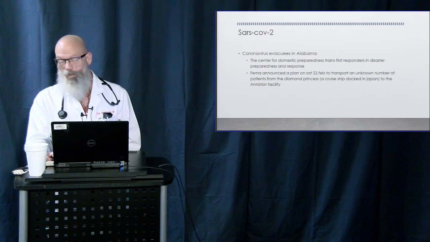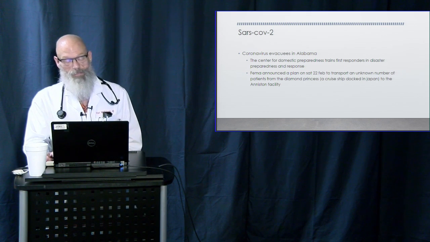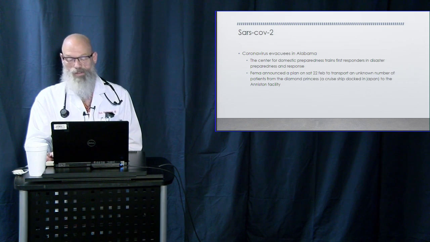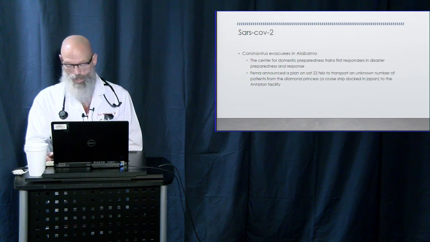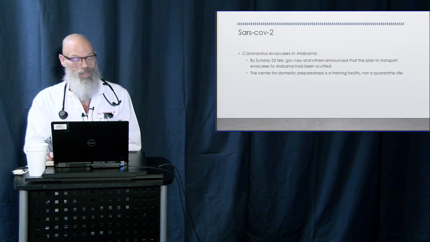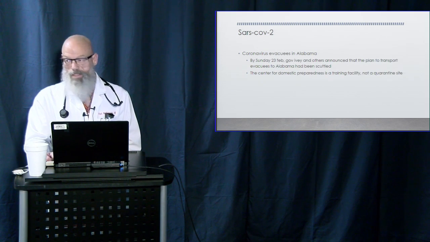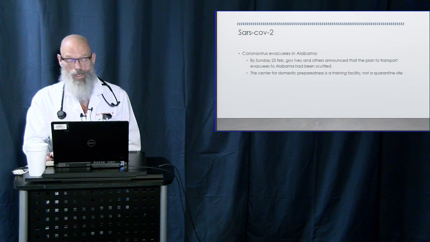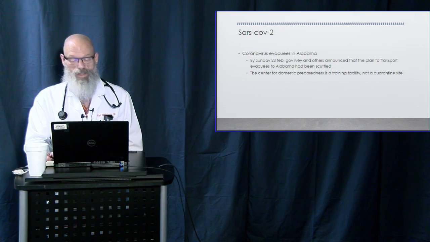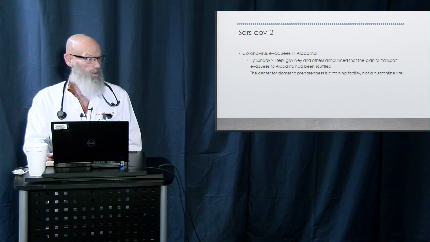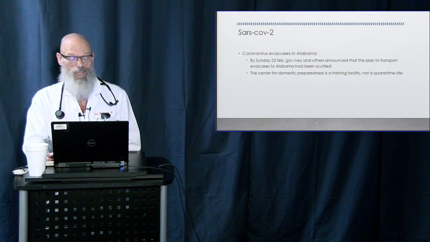On the 22nd of February, on a Saturday, FEMA announced a plan to transport patients from the Diamond Princess cruise ship to Anniston to this facility. This was not news that was well received. By the next day, by Sunday the 23rd, Governor Ivey, along with other politicians, announced that the plan to transport these evacuees to Alabama had been scuttled. They cited in particular the fact that the Center for Domestic Preparedness is a training facility and not a quarantine site.